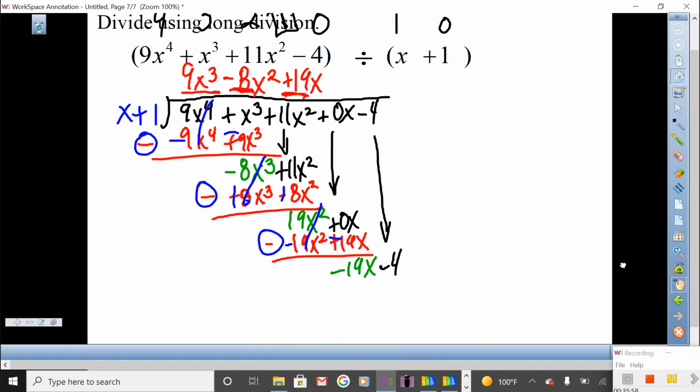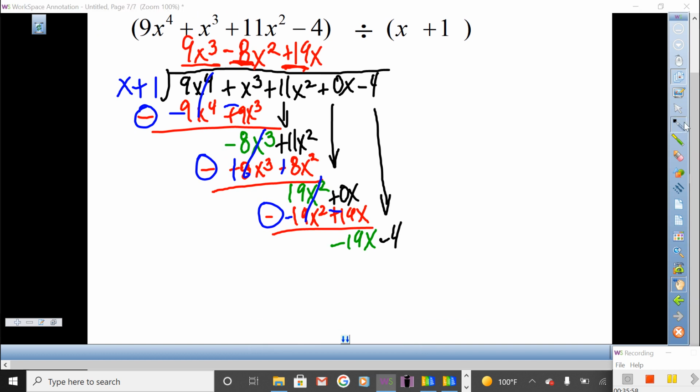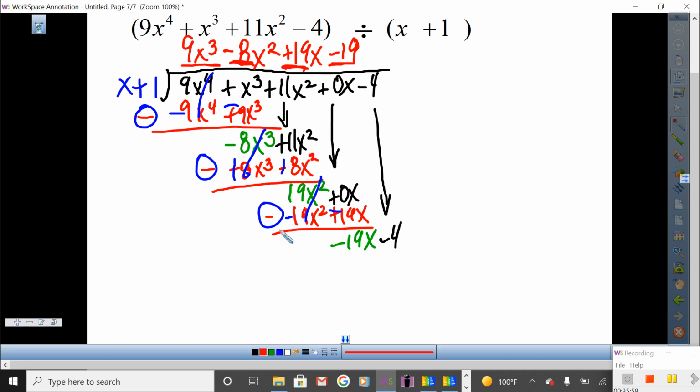Let's scoot this out a little bit. There it is. So, what number times x gives me negative 19x? Well, that's negative 19. That gives me negative 19x. Negative 19 times 1, that's negative 19. We're going to subtract, which means this distributes. It becomes positive, positive. This cancels. So what is 19 minus 4? That's positive 15. That's our remainder.